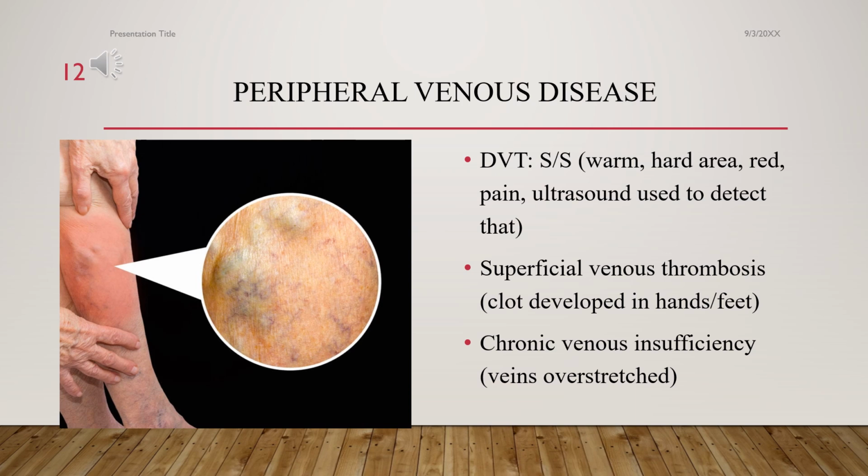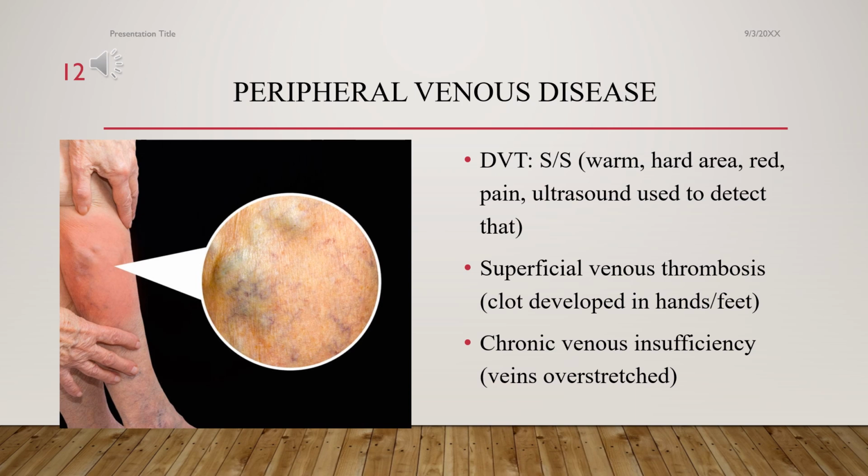So if you're assessing a patient and a patient has a history of peripheral vascular disease or peripheral venous disease, you need to be assessing for DVTs, those deep vein thromboses. And signs and symptoms, it's usually in the calf. The area is going to be warm. It might be hard. It's going to be red. It's going to be painful. And we can use an ultrasound to detect that.